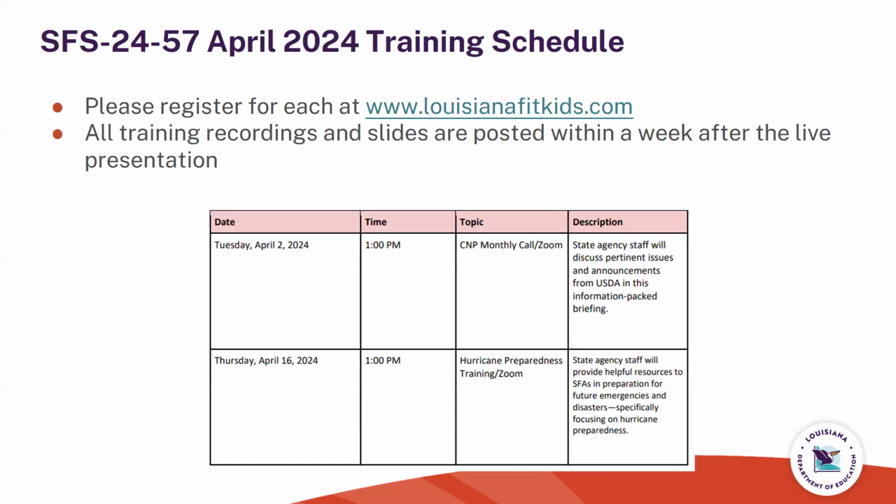Memo SFS 24-57 is the April 2024 training schedule. Today is the monthly call. And then on Thursday, April 16th at 1 o'clock, we will be training on hurricane preparedness. You can register for those trainings on the Louisiana Fit Kids website. And all training recordings and slides are usually posted within a week after the live presentation.